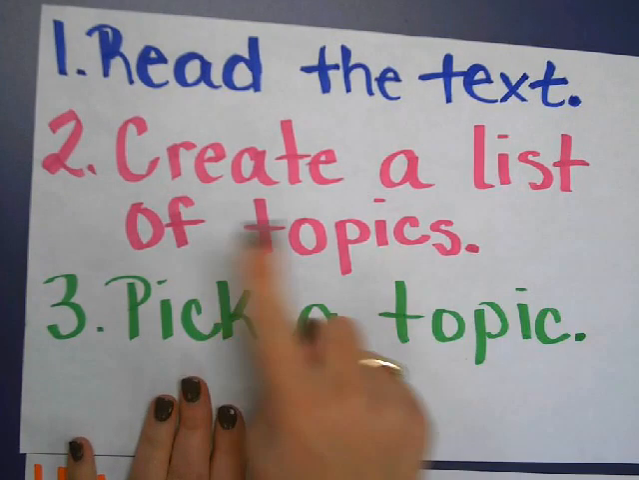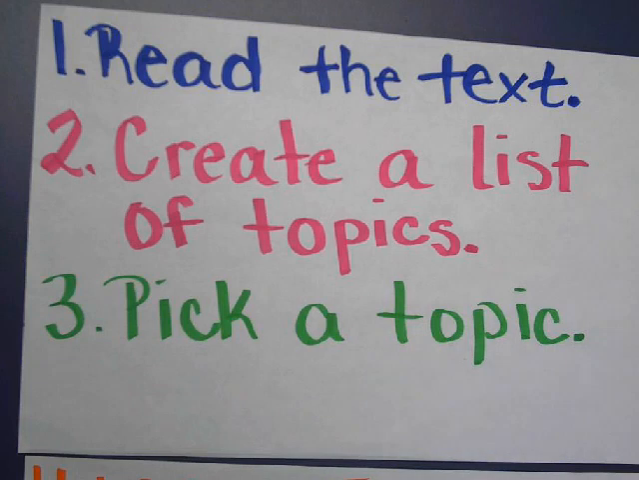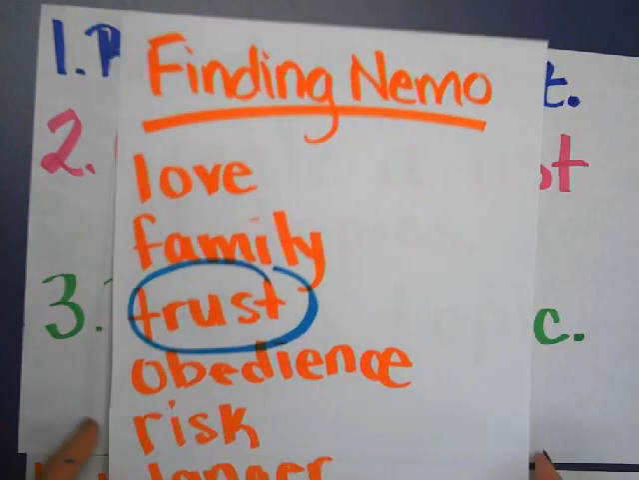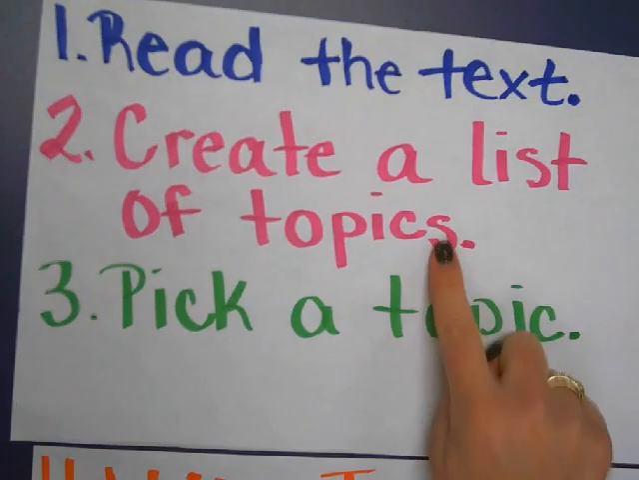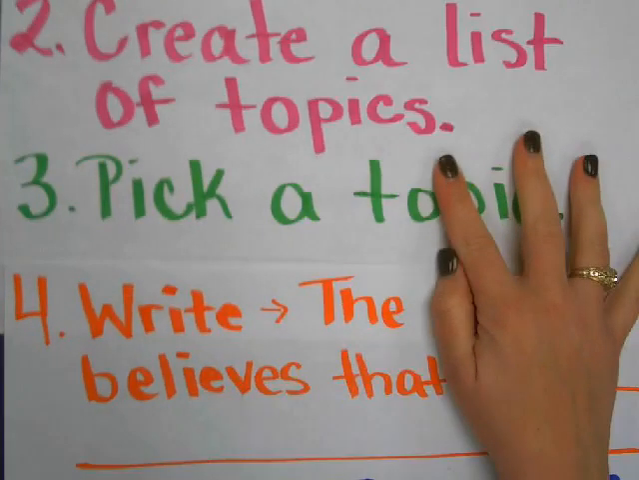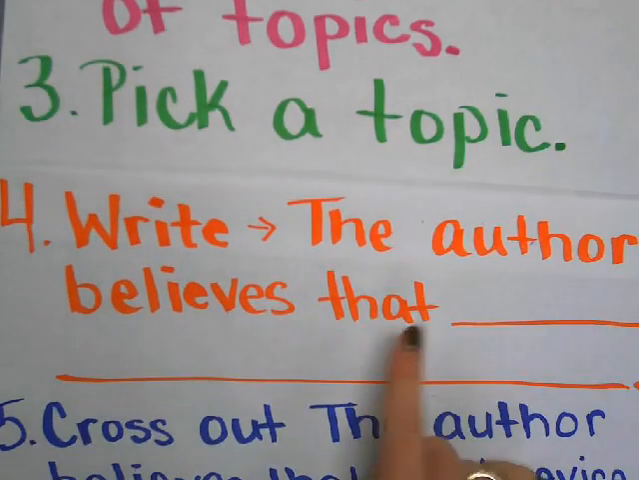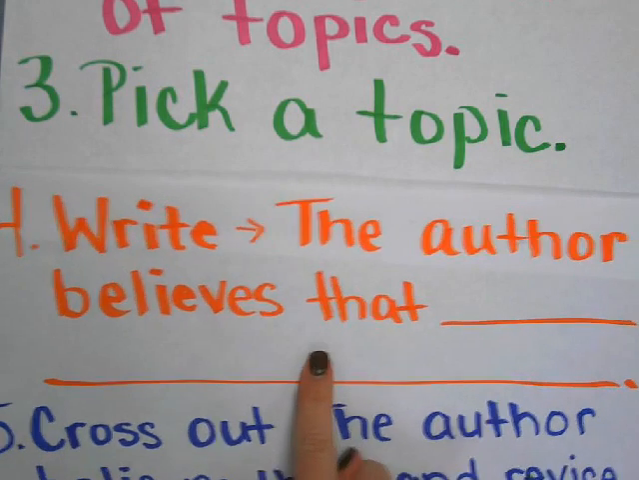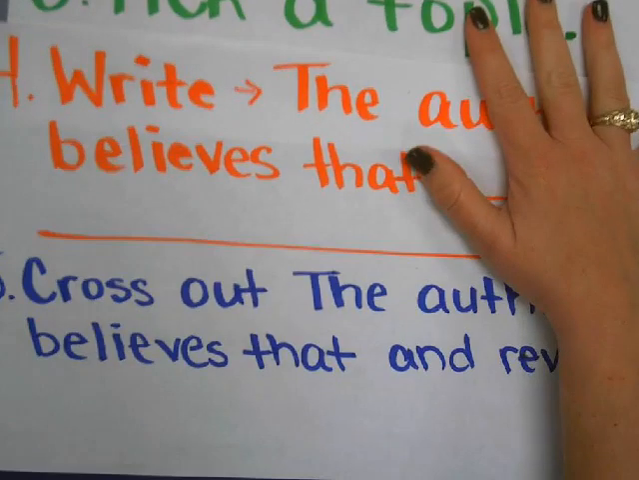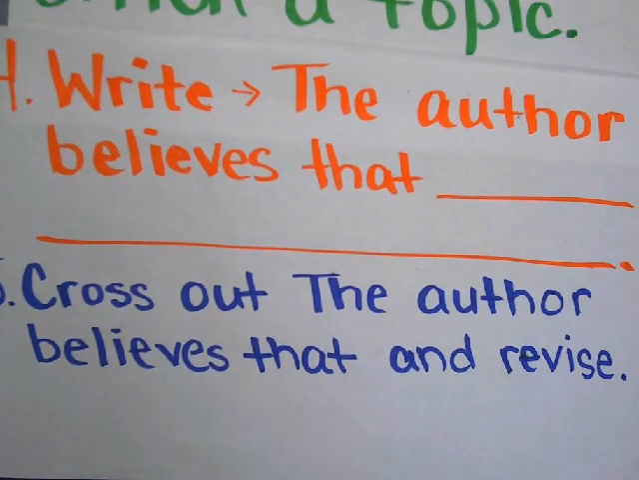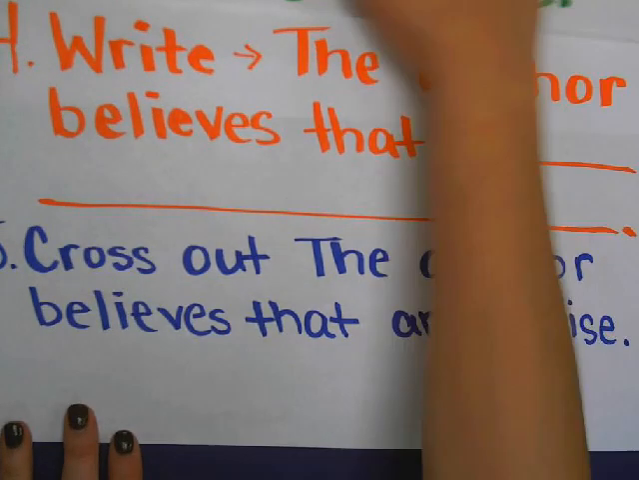All right, so remember, you have to read the text. You're going to create a list of your topics. That looks like this right here, and we had selected trust for the example that we did together. Okay, we chose our topic with step number 3. You're going to use our sentence stem, the author believes that, and that's where you're going to develop your sentence. And then our final step, 5, you're going to cross out the author believes that, and you're going to revise it. You may have to change your wording a little bit to make it a nice quality and complete sentence.